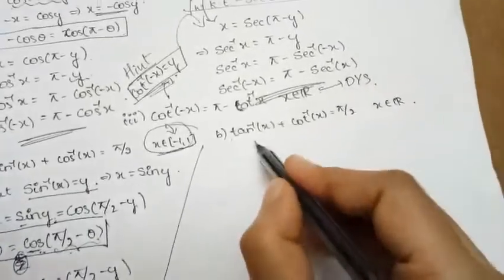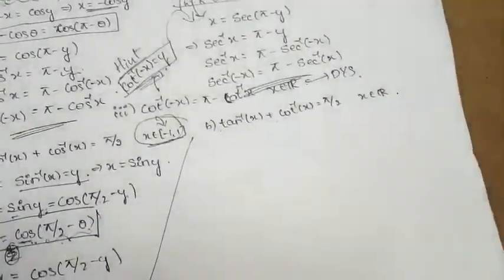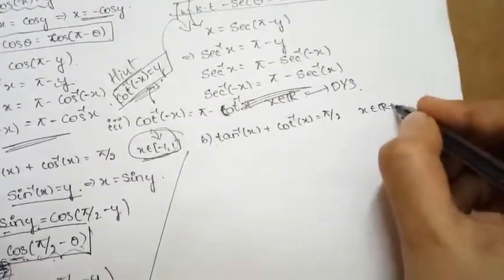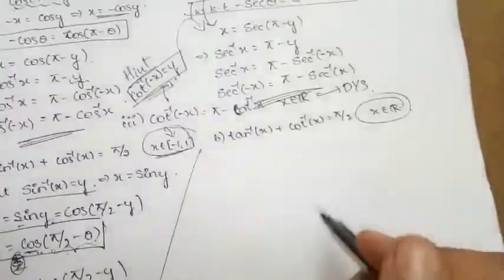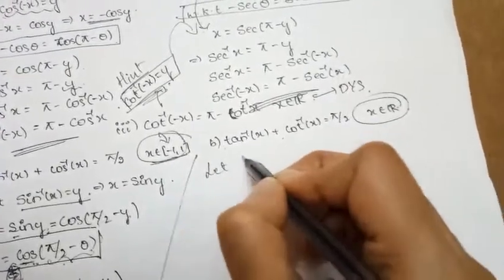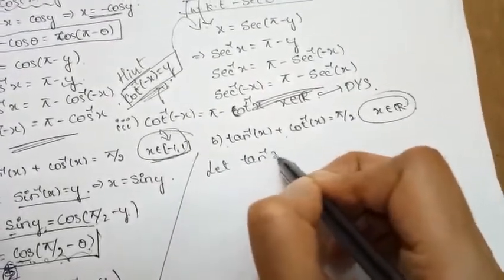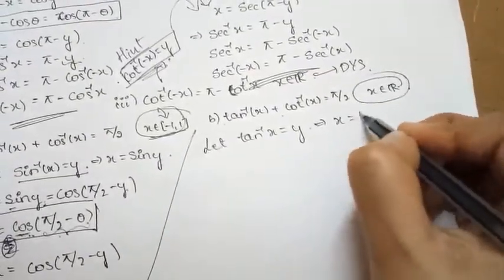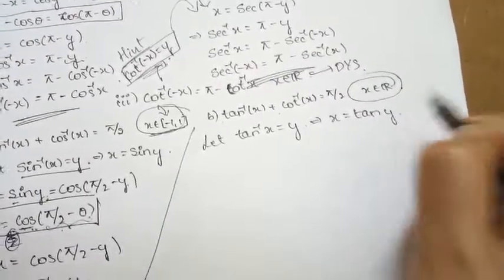The next is tan inverse of x plus cot inverse of x is equal to pi by 2 when x belongs to the set of real numbers. So here, first thing I am taking, let tan inverse of x is equal to y. Tan inverse of x is equal to y means what does that imply? x is equal to tan y.